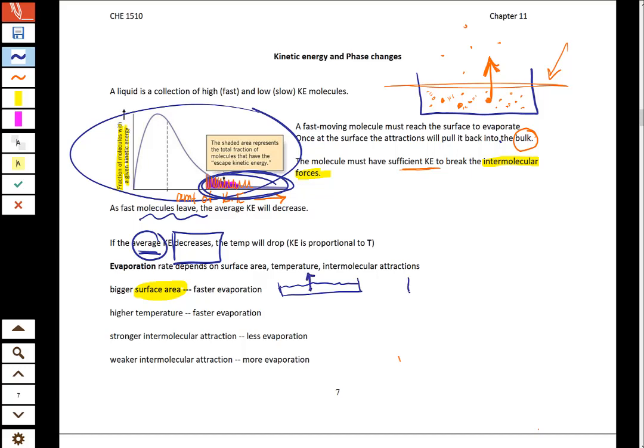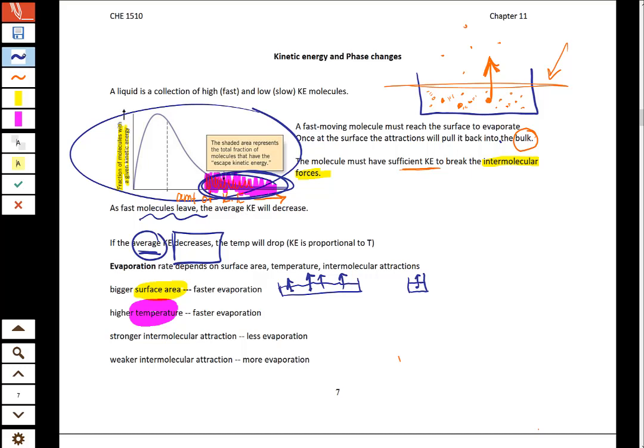So imagine a little shallow dish, and here's my cup. Right here, we've got a whole bunch of molecules that can break through the surface. Because the surface has such a great area, there's a lot more opportunity. And so larger surface area, faster evaporation. If we look at what's next, temperature. Well, if the temperature increases, then the amount of molecules with this larger kinetic energy also increases. So you're going to see faster evaporation.